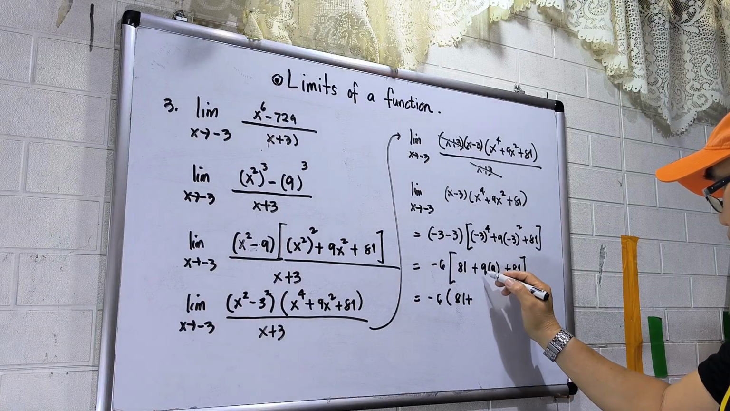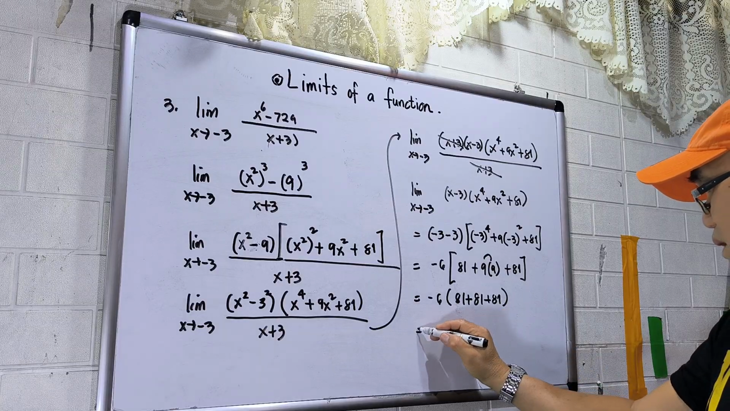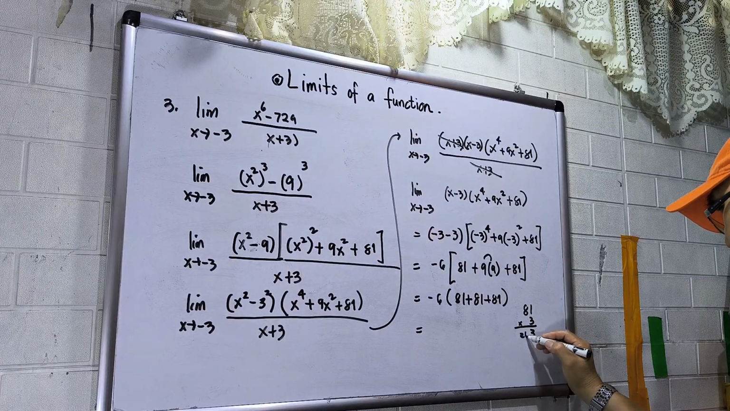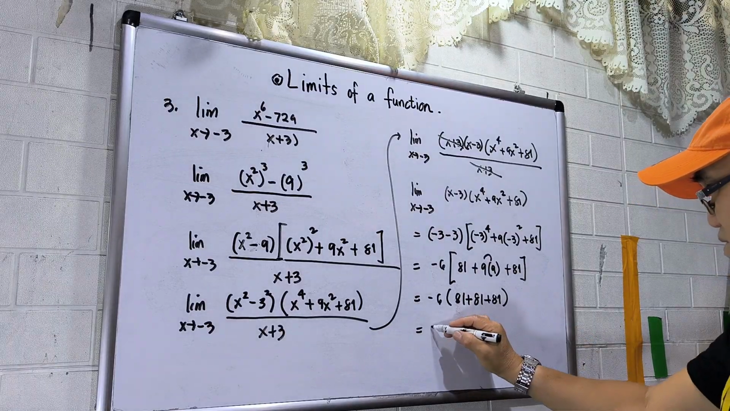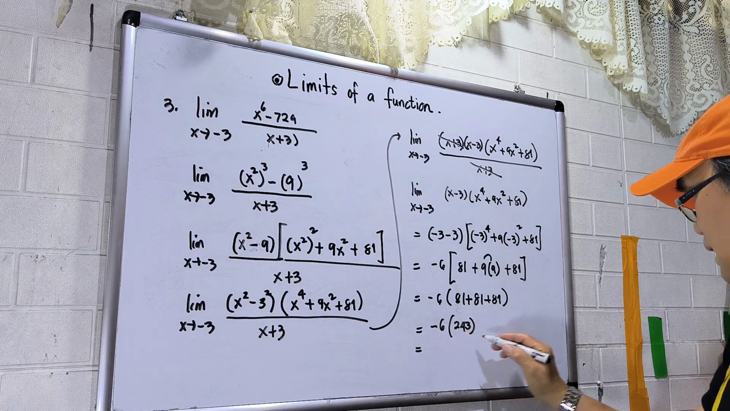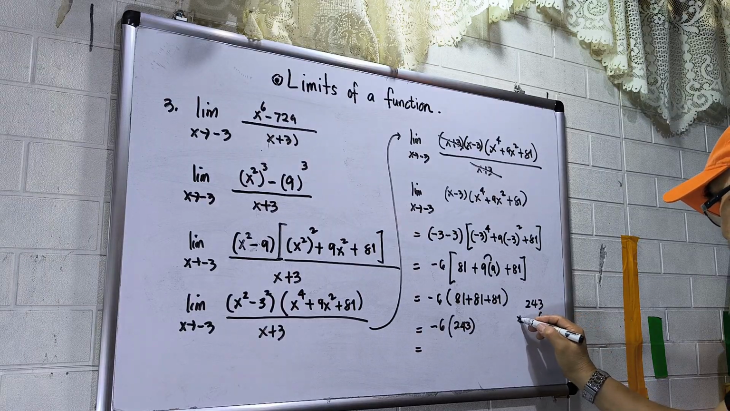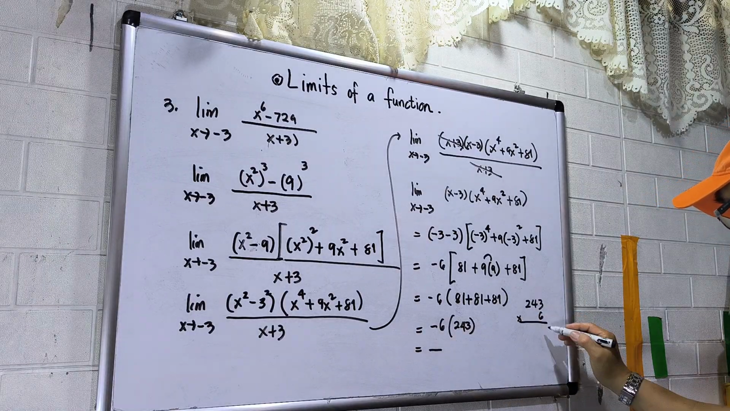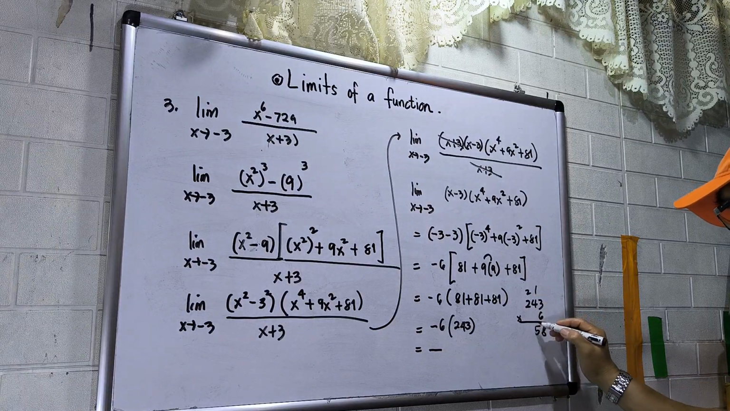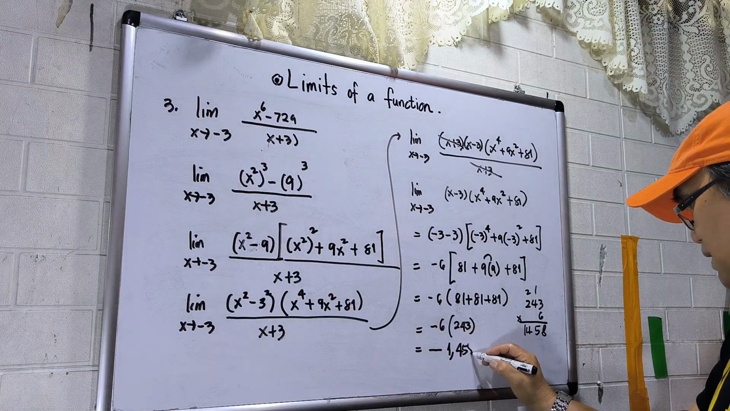81 plus 81 plus 81. Okay, 81 times 3, this is 243. So this is negative 6 times 243. Okay? So 243 times 6. This is 18, carry 1, 24, 25, carry 2, 12, 14. So the final answer is 1,458.